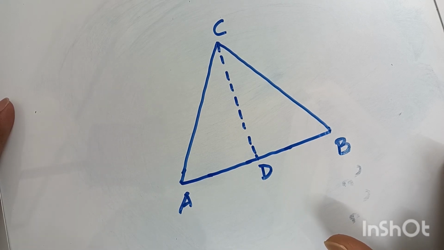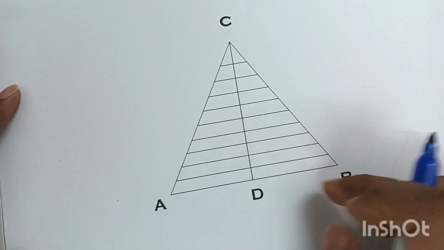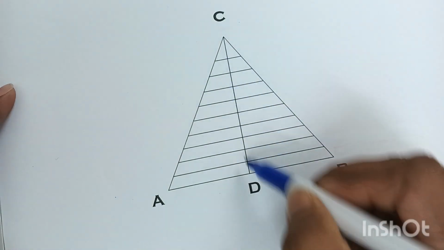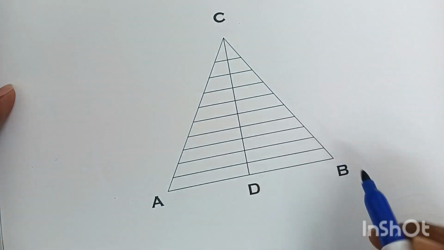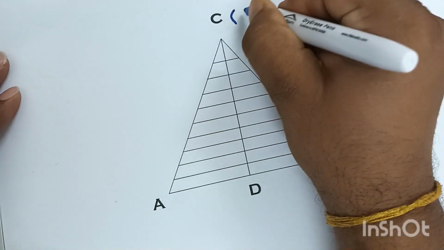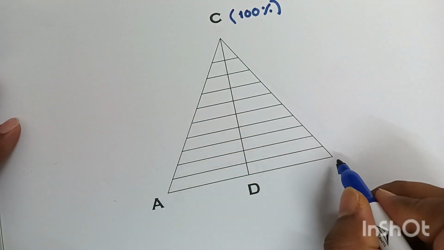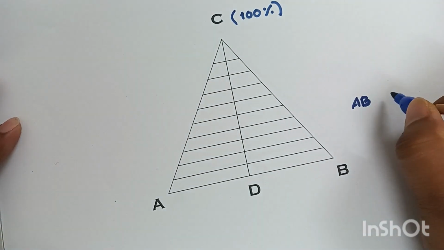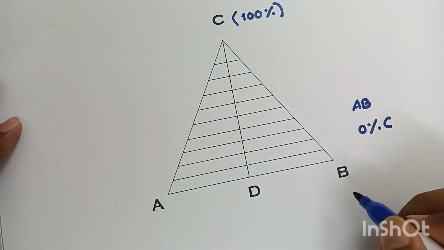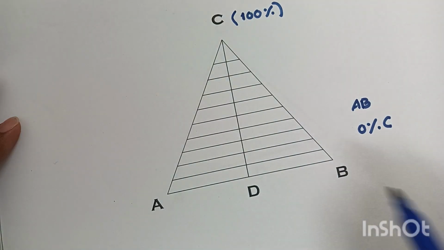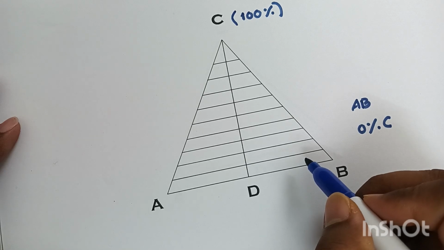Now this altitude CD, let us suppose we divide it into 10 equal parts. For the sake of clarity I have just drawn it separately. So this is the equilateral triangle CAB. This is the height or the altitude of the triangle, and this altitude is divided into 10 equal parts. As I mentioned earlier, the vertex represents 100% of that constituent. So the opposing side, the base AB, represents 0% of C. Once you divide the line CD into 10 equal parts, each horizontal line represents an increment of 10%.